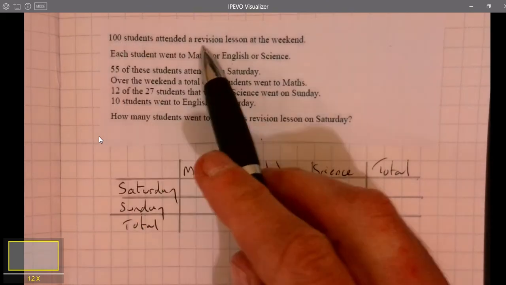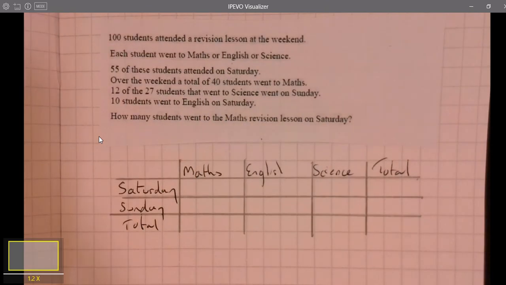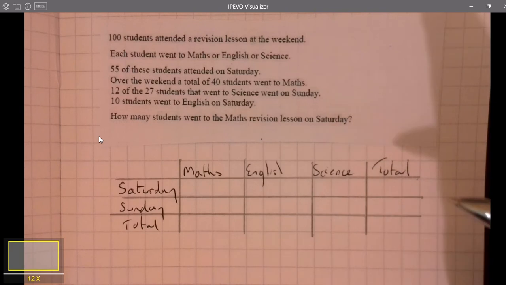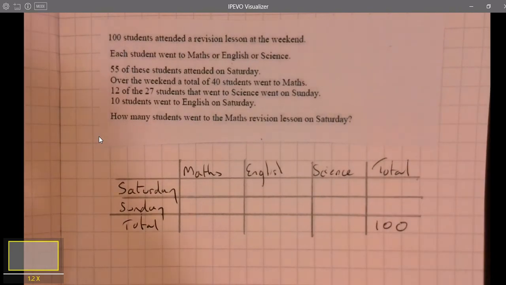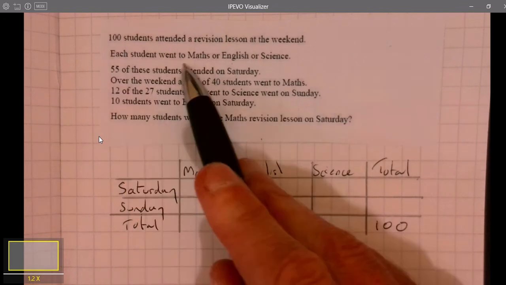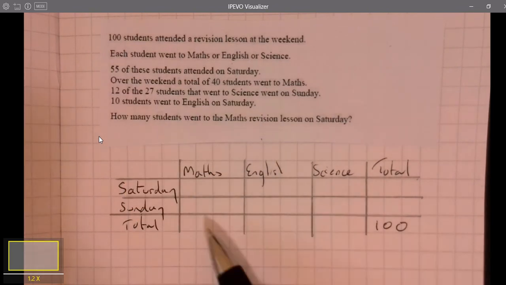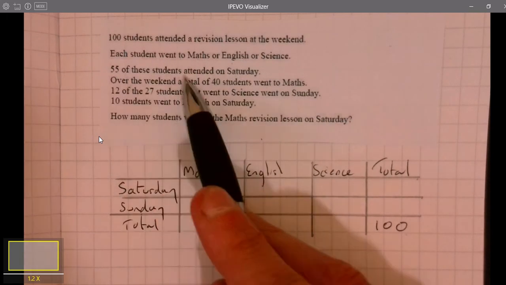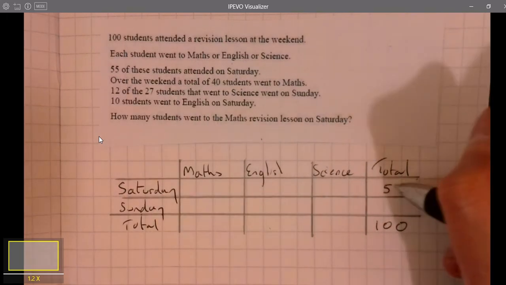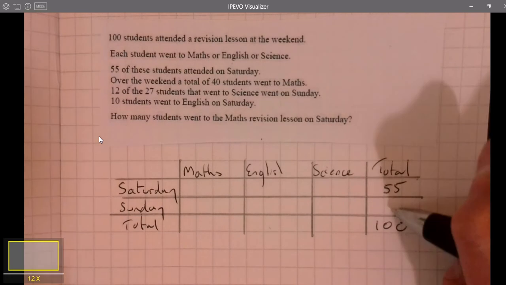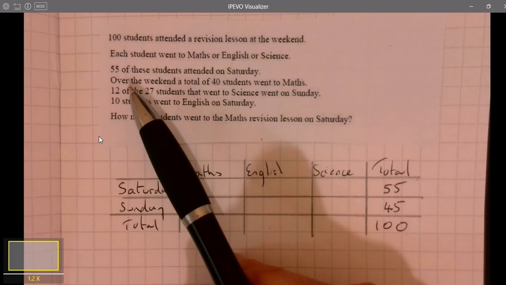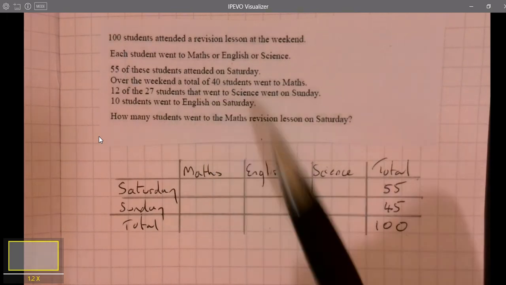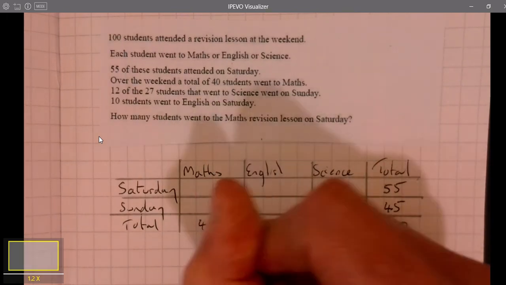100 students attended a revision lesson at the weekend, so therefore we know that that's 100. Each student went to maths, English or science, so we know that these three numbers here will add up to 100. 55 of these students attended on Saturday, so 55. That's obviously got to be 45. Over the weekend, a total of 40 students went to maths. So that's that number.